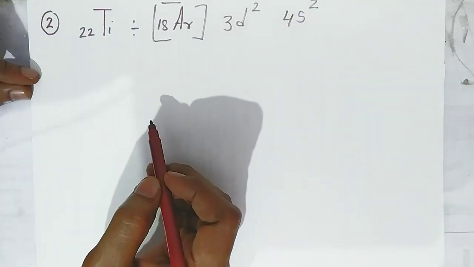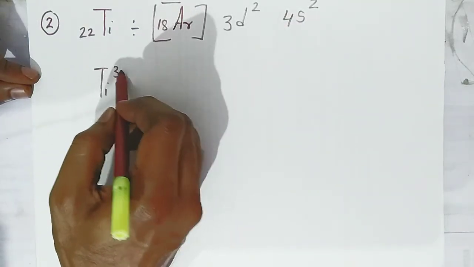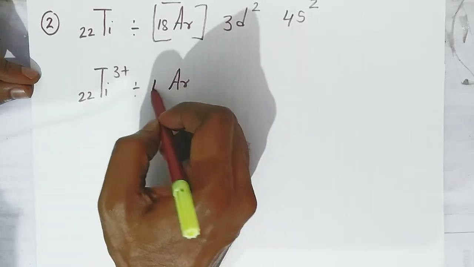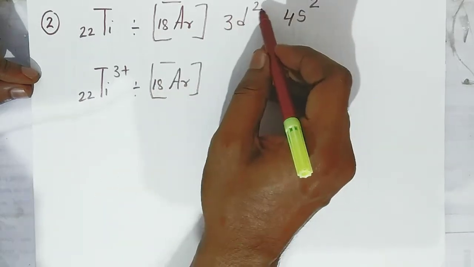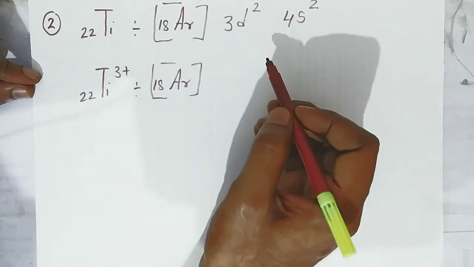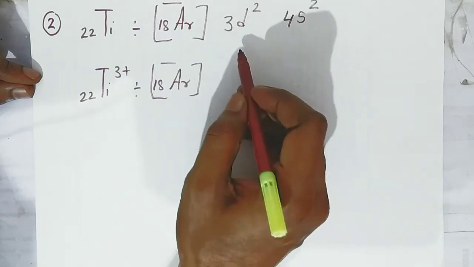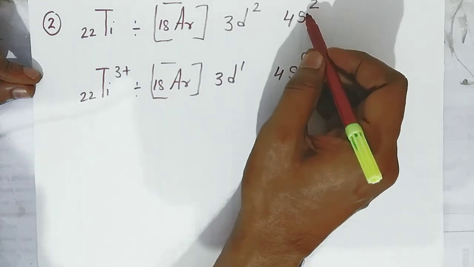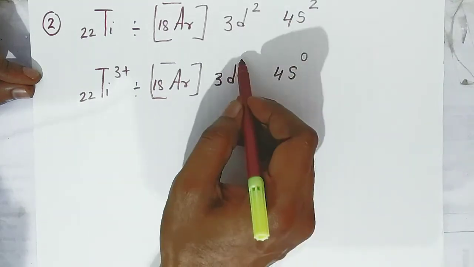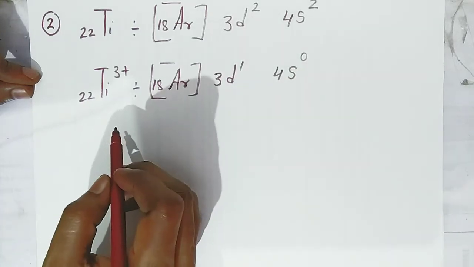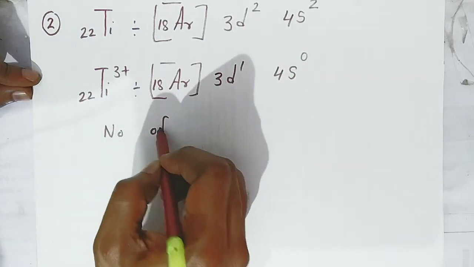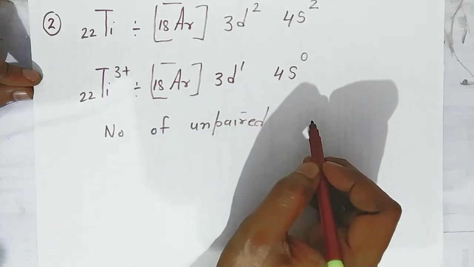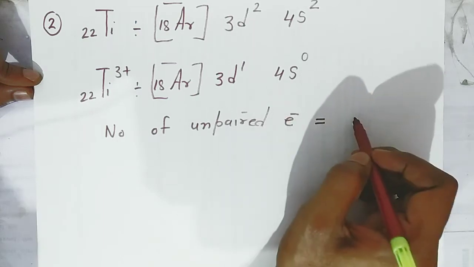Now what happens, students, when it forms titanium 3+? When it forms the cation, what is the electronic configuration of titanium 3+? When you see the outermost electrons here, there are 4 electrons, and 3+ means 3 electrons it will give to the other anions. It will form 3d1 and 4s0. 2 electrons from the s orbital and 1 electron from the d orbital will participate in the bonding, and 1 electron will remain as it is. That means the number of unpaired electrons present in this compound will be only 1.